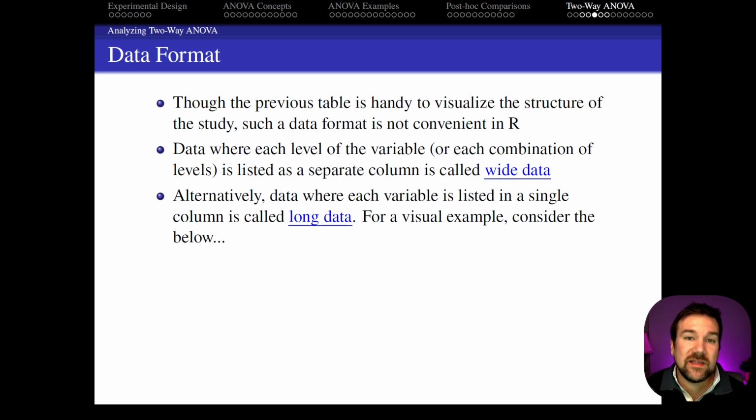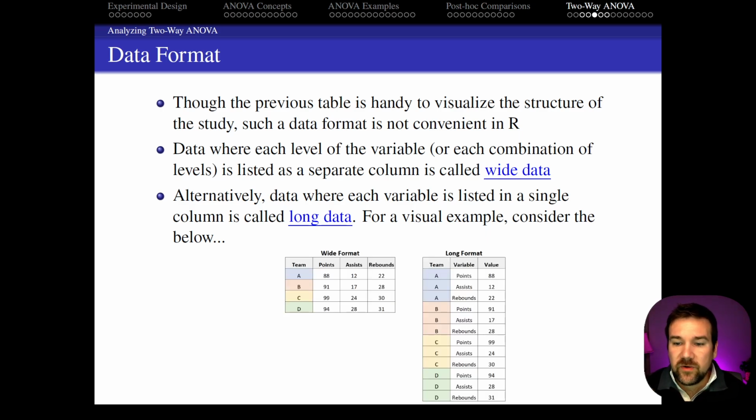Alternatively, what we can do is list each factor as its own column. I'll show you a visual example in a second, but I might have a column for race, a column for gender, and then a column for the ACT score. For each individual, I'd write what's your race, what's your gender, and then what's your ACT score. As you add more factor levels, let's say Hispanic was added, instead of getting wider and wider, this data would get longer and longer, so it's called long format.